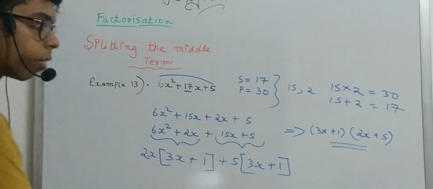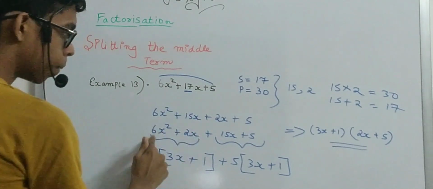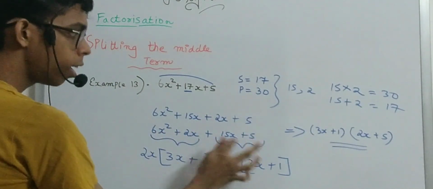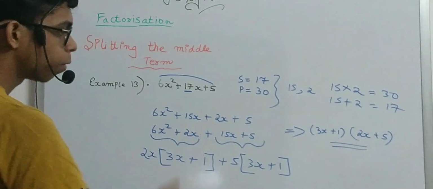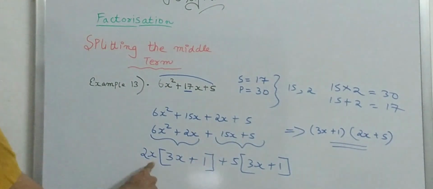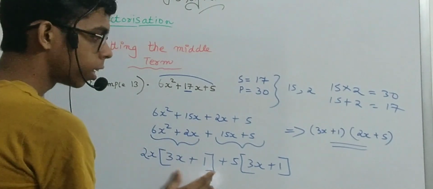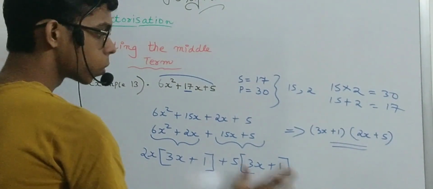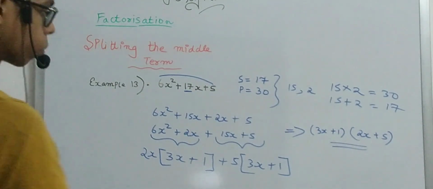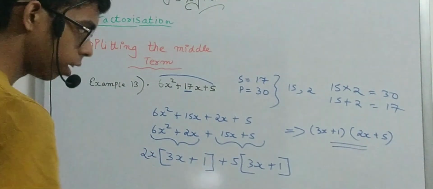Then after that what did we do? We grouped the common multiple terms. So 6 and 2 are common multiples, and these are common multiples of 5. So we grouped them. Now after grouping them, what did we do? We took something common so that the term that you are getting in the bracket should be the same. Here also it should be the same. Here also it should be the same. So here we got 2x into 3x plus 1 plus 5 into 3x plus 1.